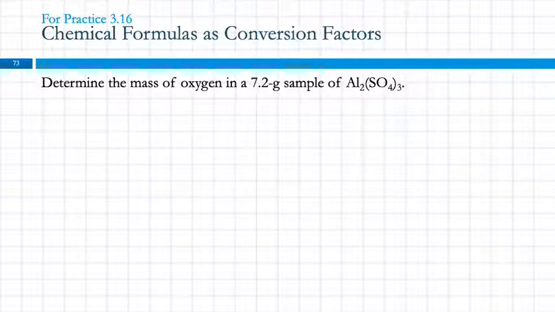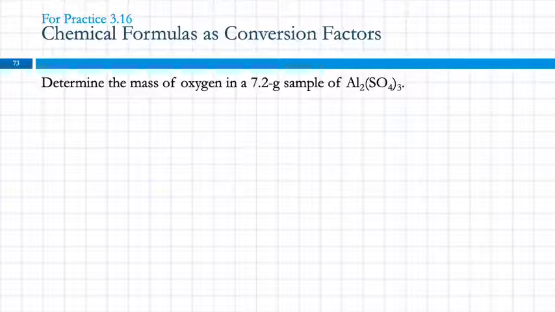So, determine the mass of oxygen in a 7.2 gram sample of Al2(SO4)3, aluminum sulfate. This problem would be a lot easier if we had the mass percent of oxygen, but they don't give it to us. We could calculate it, but that wouldn't be any faster than doing it the way I'm going to show you.